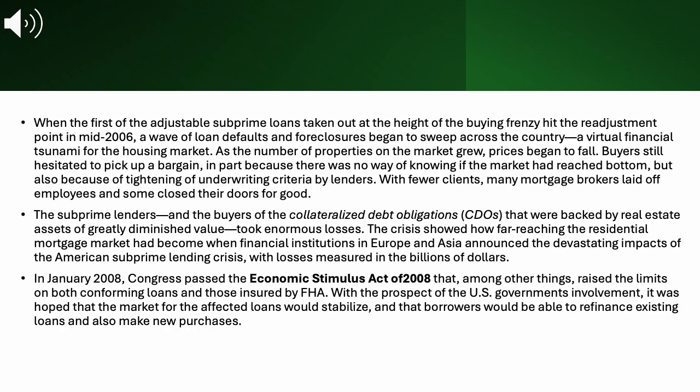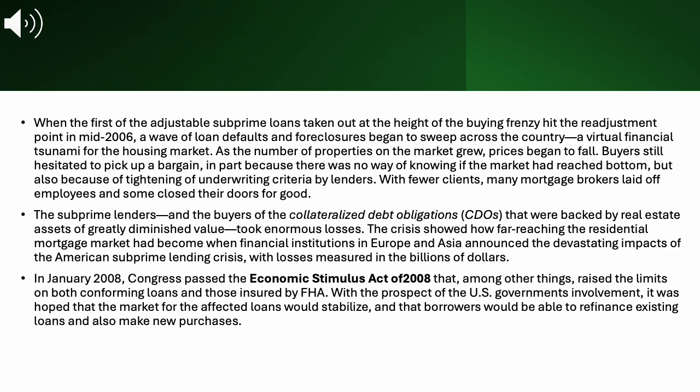When the first of the adjustable subprime loans taken out at the height of the buying frenzy hit the readjustment point in mid-2006, a wave of loan defaults and foreclosures began to sweep across the country, a virtual financial tsunami for the housing market. As the number of properties on the market grew, prices began to fall. Buyers still hesitated to pick up a bargain, in part because there was no way of knowing if the market had reached bottom, but also because of tightening of underwriting criteria by lenders. With fewer clients, many mortgage brokers laid off employees and some closed their doors for good.